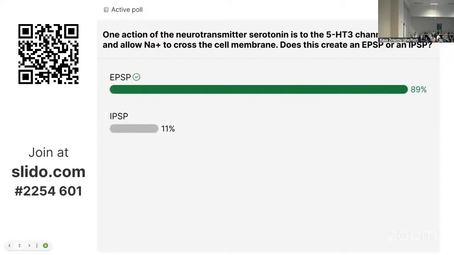Okay, let's take a look. Okay, great. Yeah, so this is going to create an excitatory postsynaptic potential, an EPSP, in our postsynaptic cell, right? So we know that we have a strong driving force for sodium to come into cells, to come into our neuron. So if serotonin is acting on this channel-linked receptor, telling it to open and let sodium in, this is going to excite the next cell. This is going to create a graded potential that leads us closer to that threshold of negative 55 millivolts.